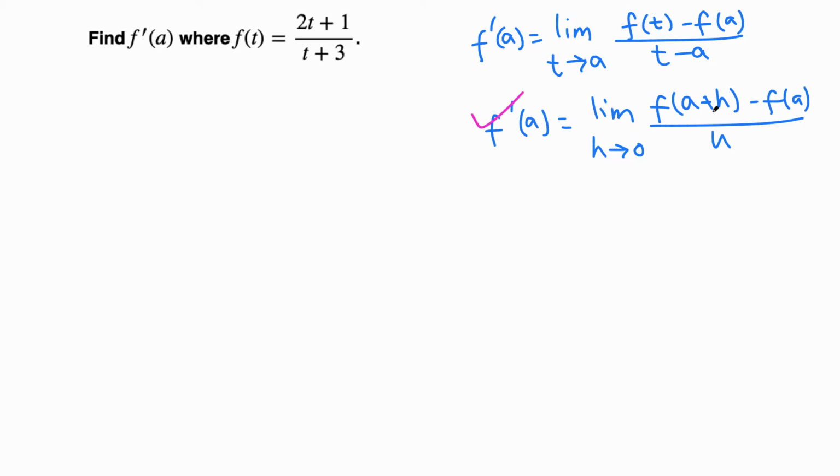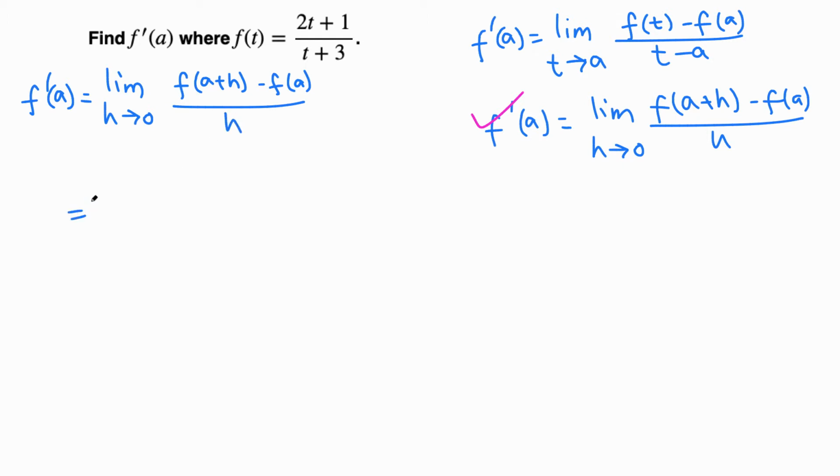Okay, then all I have to do is simplify the top. So using this, let me write here, that is the limit as h approaches 0 of (f(a plus h) minus f(a)) over h. The bottom is already simplified. That's the advantage of using the second formula.